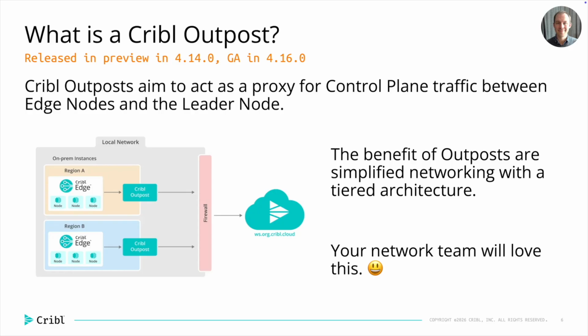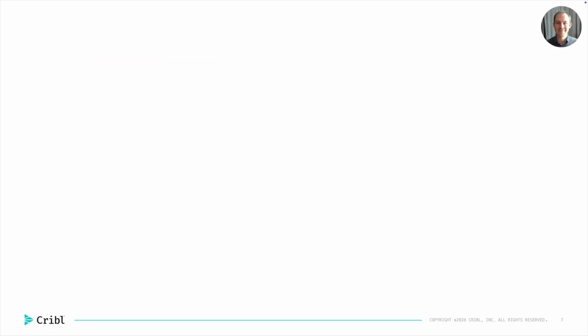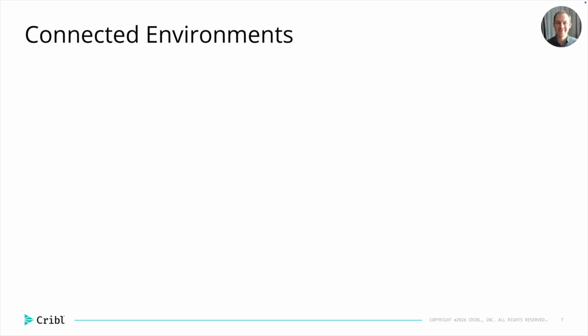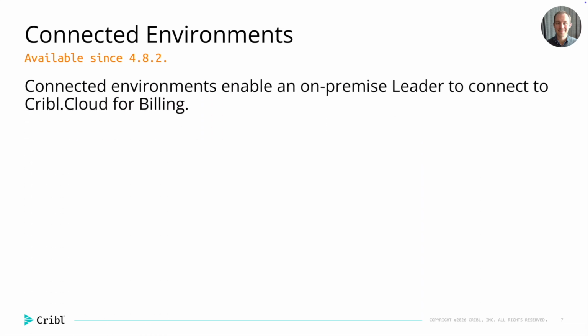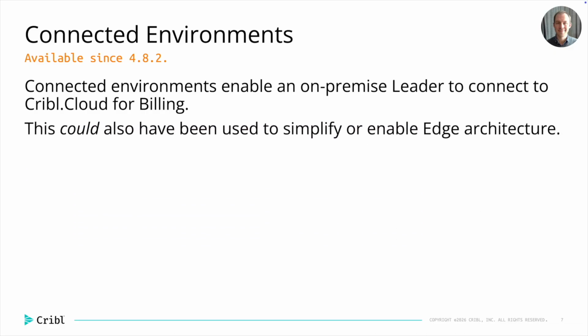The other architectural change that is available are connected environments. This is a feature that's been available since version 4.8.2. Connected environment's primary objective is to connect an on-premise leader node to Cribl Cloud for billing. It enables organizations to adopt the credit-based consumption model. This also has the option of simplifying or enabling specific types of Edge architecture as well. So some organizations have adopted this as a method of managing their Edge deployments.